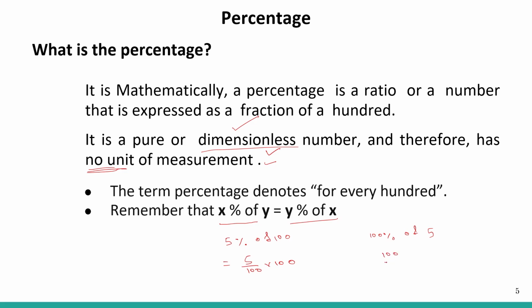So this will be 100 by 100 into 5. So here it is equal to 5, and this is again equal to 5. So these two are same.